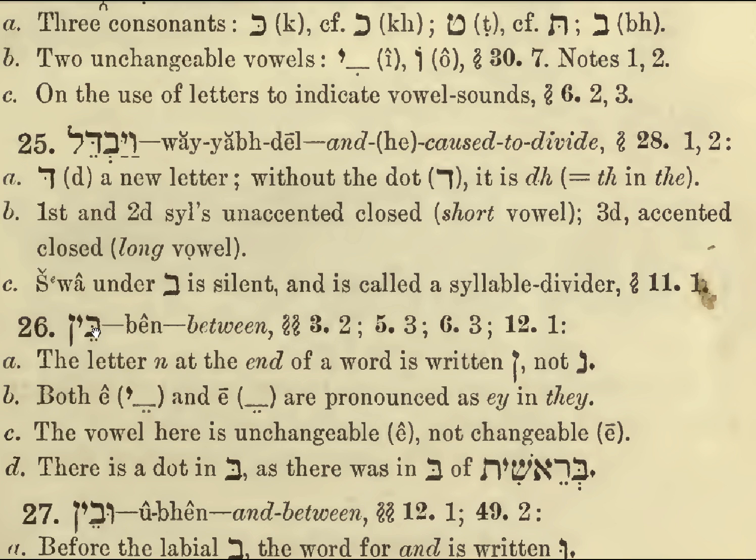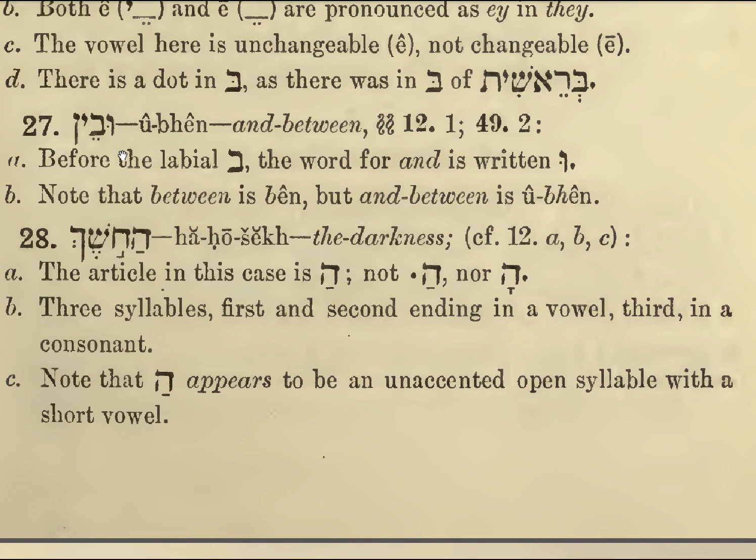There is a dot here in the b, because this letter starts off the word, just as there was in the b of bereshit. But in our Spanish and Portuguese pronunciation, this bet with the dot at the beginning, even if it starts a word off without the dot, we still say b. U ben, and between.